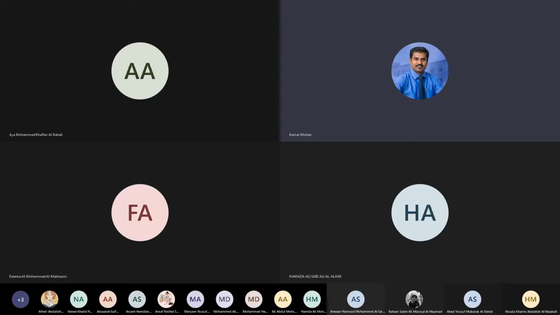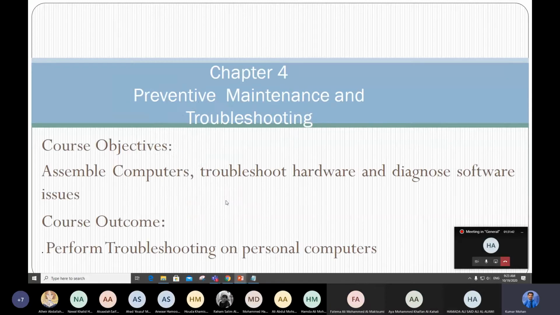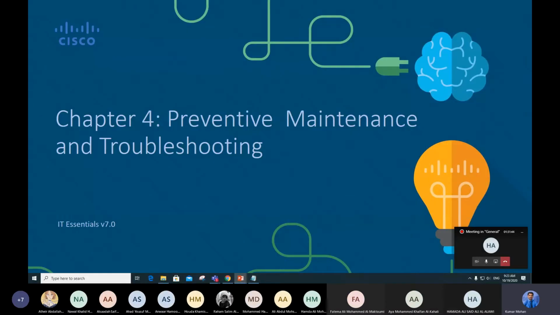I'll start recording. Chapter 4 is also your self-study. Self-study means you have to study the chapter by yourself, but still I'll give some hint, some idea of what you need to do in chapter 4. Chapter 4 is all about preventive maintenance and troubleshooting.